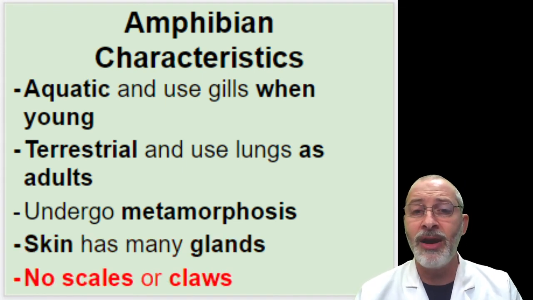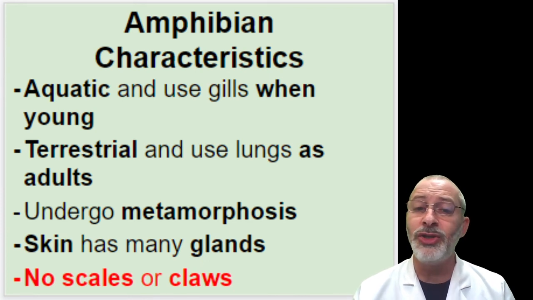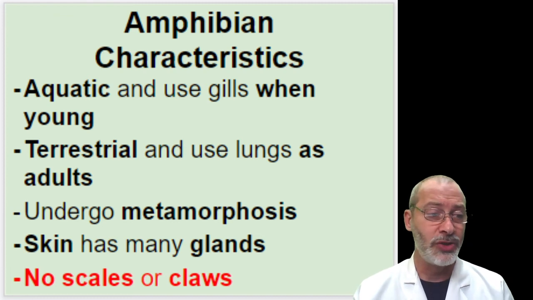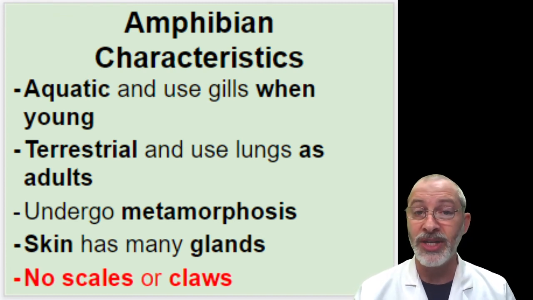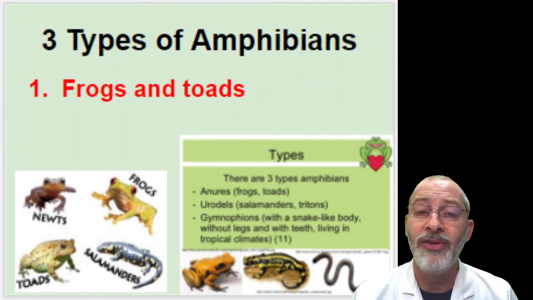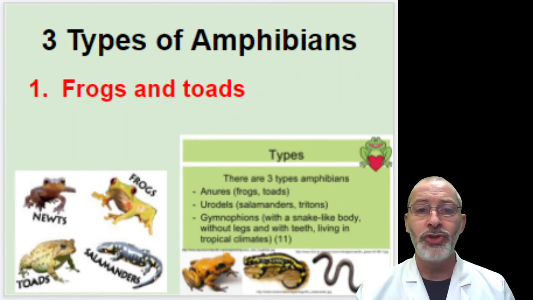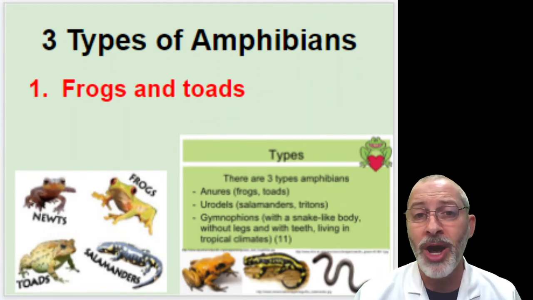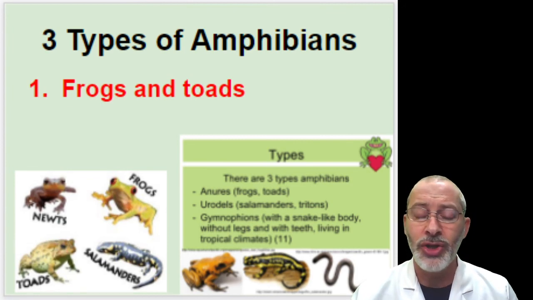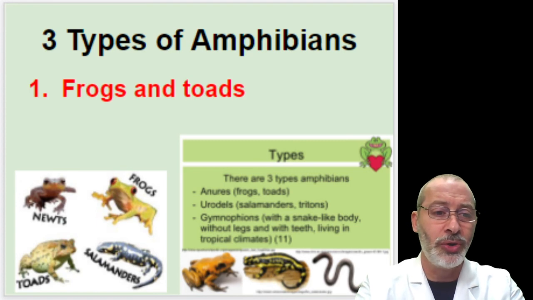And finally, another characteristic of amphibians is that they do not have scales or claws, as we will see tomorrow distinguishes amphibians from reptiles. So let's finish up today with the three types of amphibians. First, we have the one that's probably most familiar to most people, the frogs and toads. Frogs and toads are amphibians.